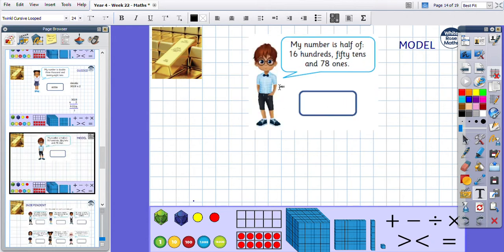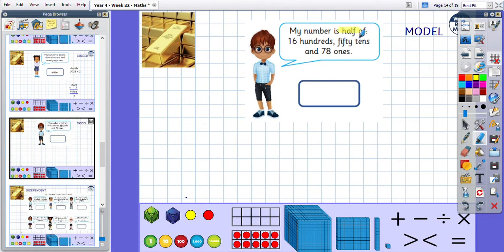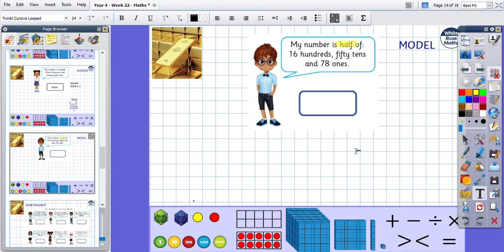My number is half of 16 hundreds, 50 tens and 78 ones. So we're halving this time. So let's work out the number first. So he's got 16 hundreds, 50 tens and 78 ones. Oh, right, okay. So we need to do some working out first. So we know we've got 8 ones. We've got 5 and 7 in our tens column. Okay, so 5 add 7 is 12. So 2 down, carry our 1. So we'd have 700s and 1,000.